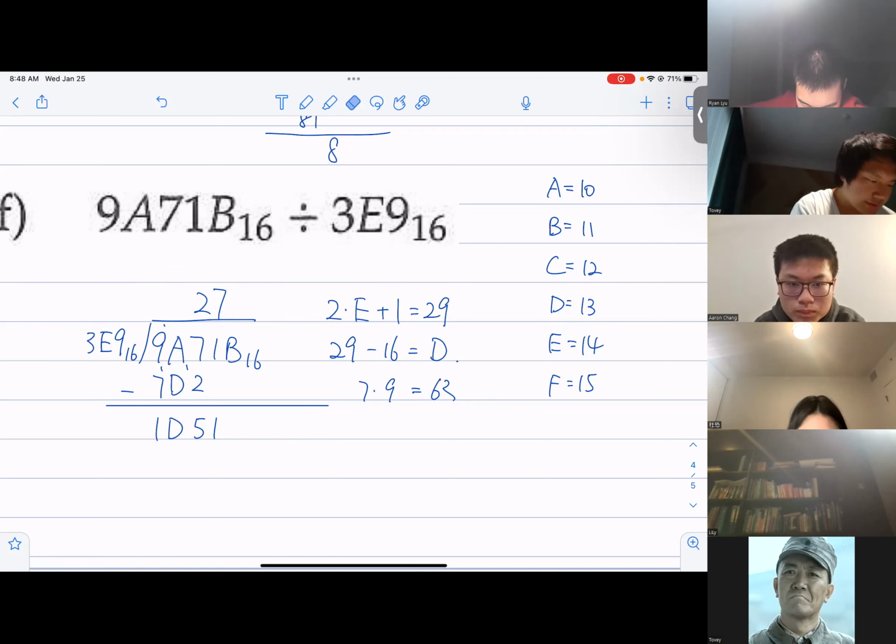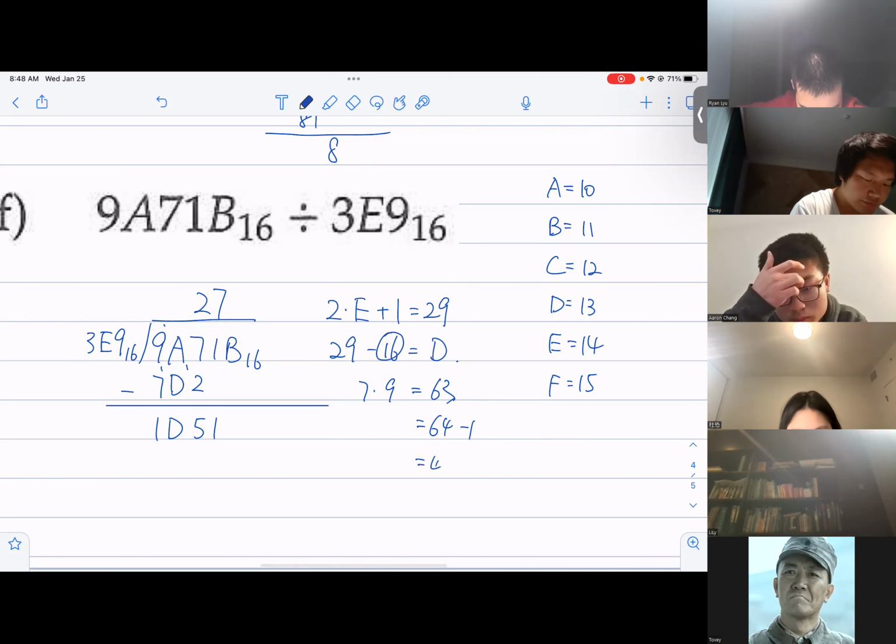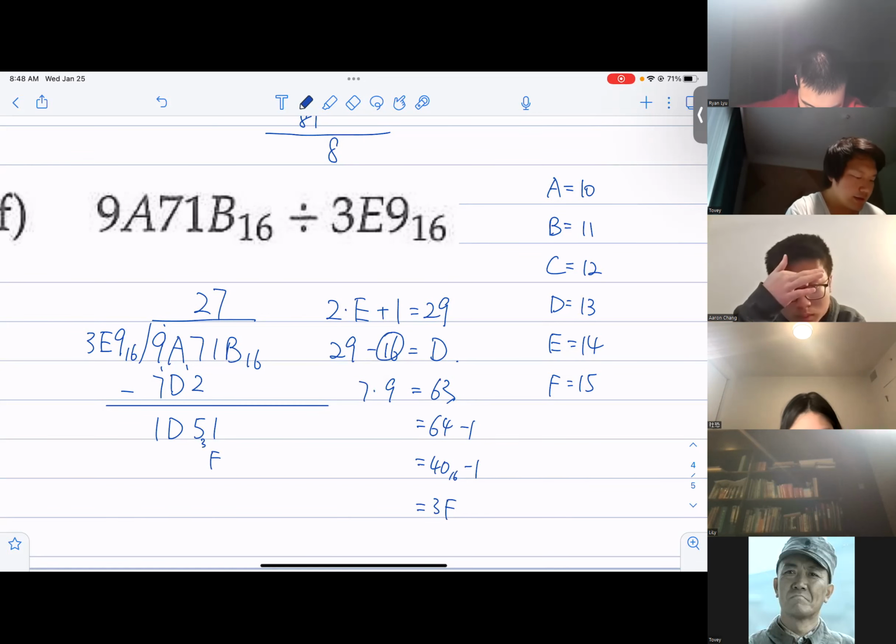So 7 times 9 is 63. That's basically 64 minus 1. And 64 in base 16, that's 40. And in base 16, 40 minus 1, so you get 3F, right? So you put an F here, and you carry over 3, and you do 7 times E, that kind of stuff, okay?